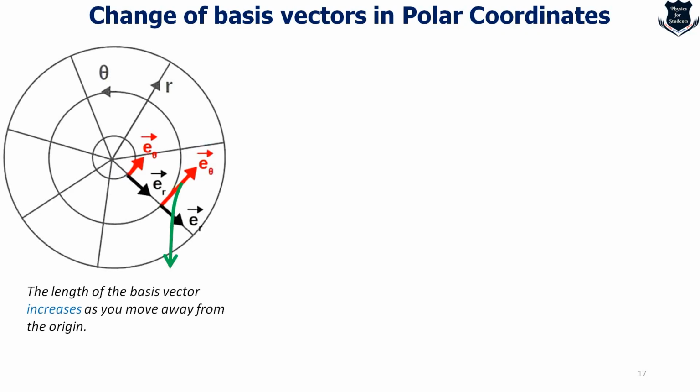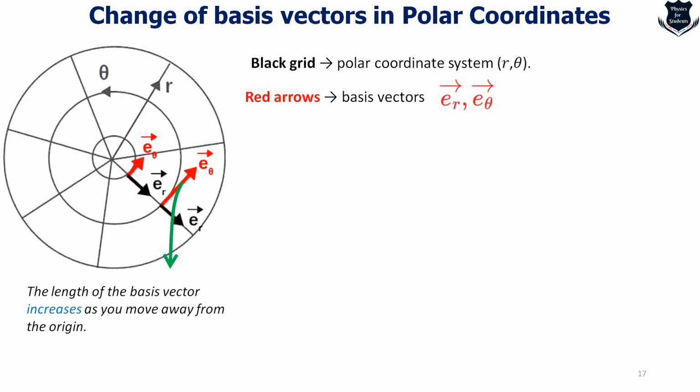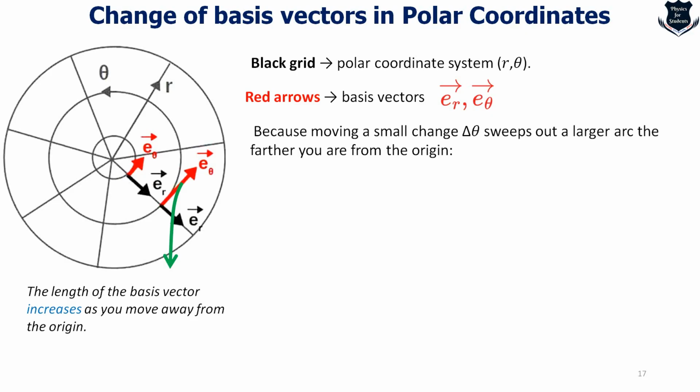This E theta is the length of the basis vector, and it increases as you move away from the origin of the polar coordinate. So here are a few important things. The black grid is the polar coordinate system r, theta. Red arrows are the basis vectors, which are E_r and E theta. The key point is that the length of the E theta basis vector increases with r.